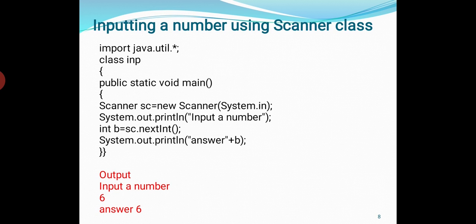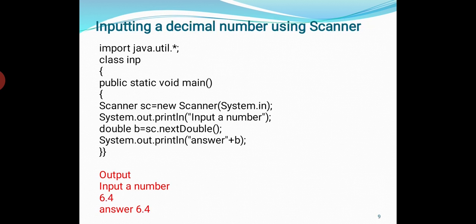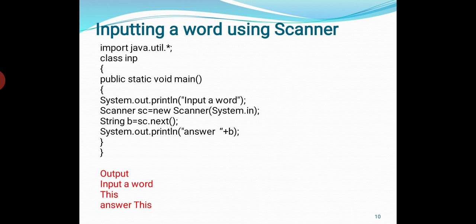Now let us move on to the next program. Here we need a decimal number to be inputted, so nothing much will be changed in our program. Here we have the same Scanner line, and then we have the same line where nextInt was written, nextDouble is written. nextDouble, that will help us to input a decimal number in this case. And now how this will run, I'll just let you see.